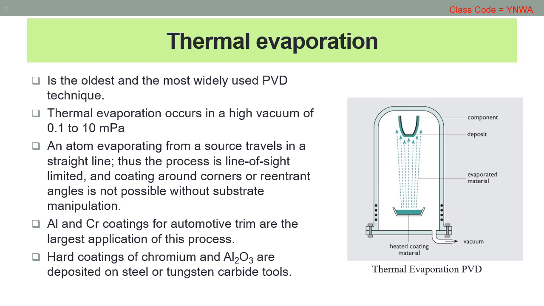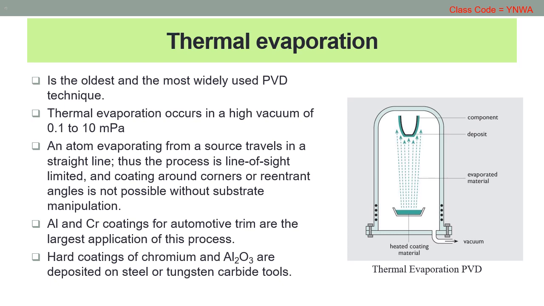An atom evaporating from a source travels in a straight line, thus the process is line of sight limited, and coating around corners or reentrant angles is not possible without substrate manipulation. Thermal evaporation occurs in a high vacuum of 0.1 to 10 MPa. The pressure in the chamber must be below the point where the mean free path is longer than the distance between evaporation source and the substrate.